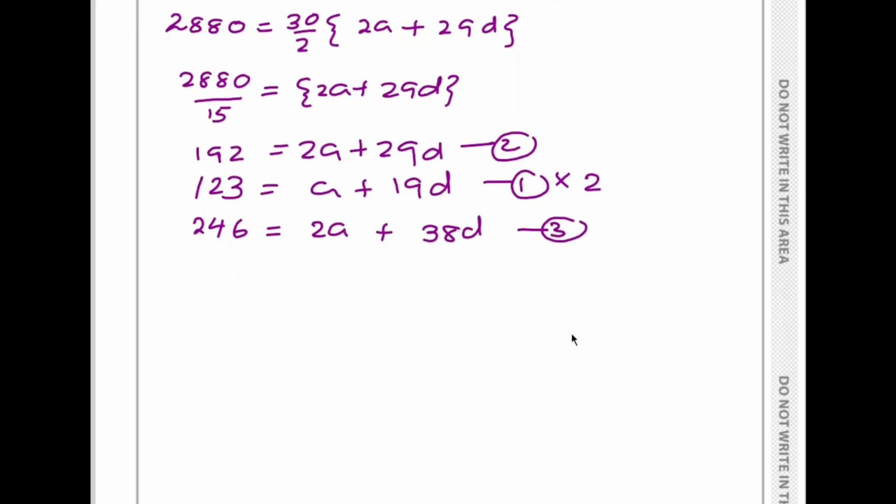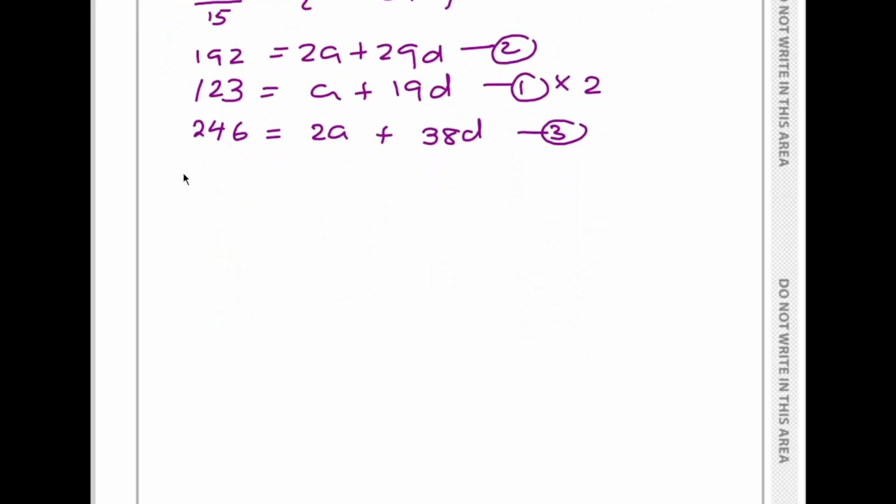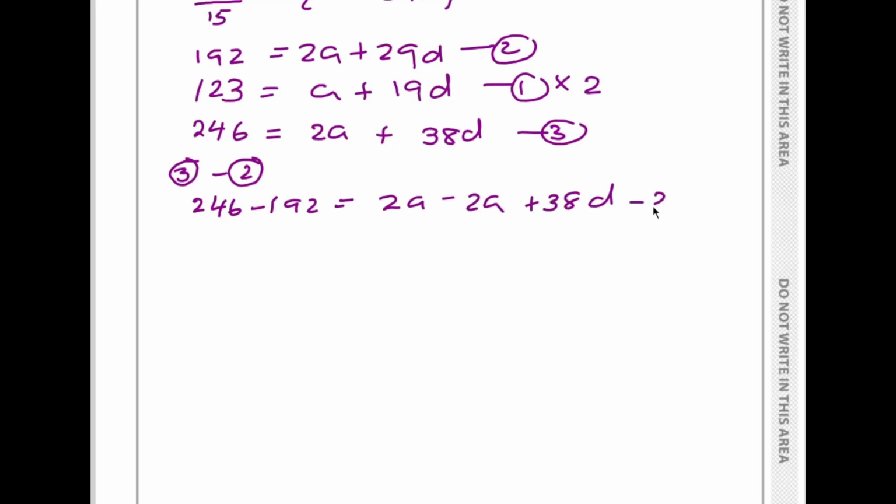So I'm subtracting the third equation, subtract the second equation, then I'm getting 246 minus 192, 2a minus 2a plus 38d minus 29d. Then once we subtract these two, we are getting 54 here equals, this one cancelled out, this is 9d, then d equals 6.